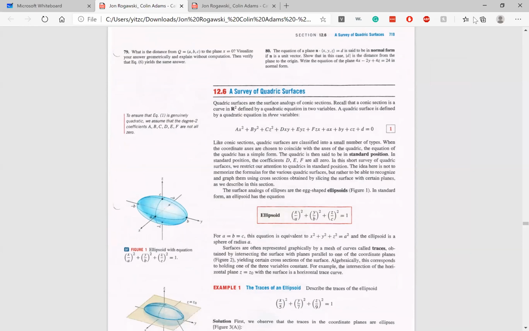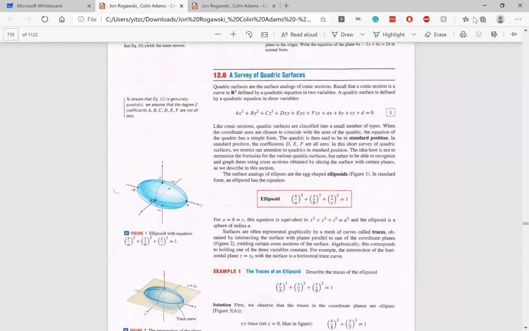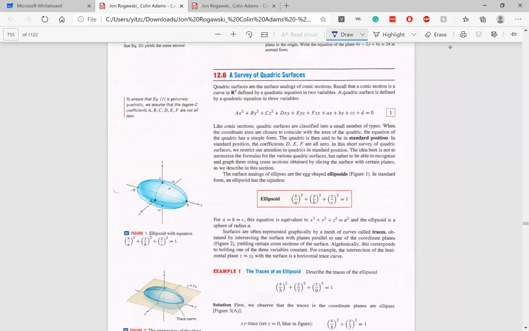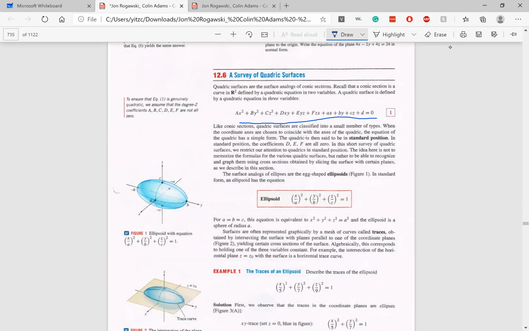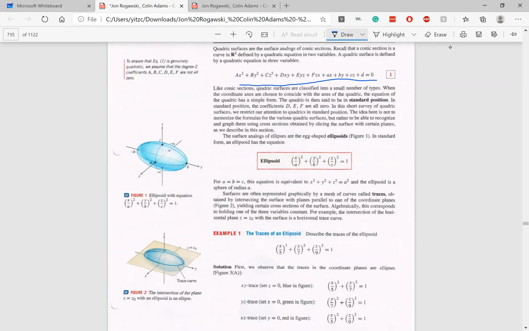Okay, so we're going to continue today with quadratic surfaces, and in general, these are surfaces written in this form. The easiest surface to try to understand, I think, is the ellipse, and we've seen it multiple times.